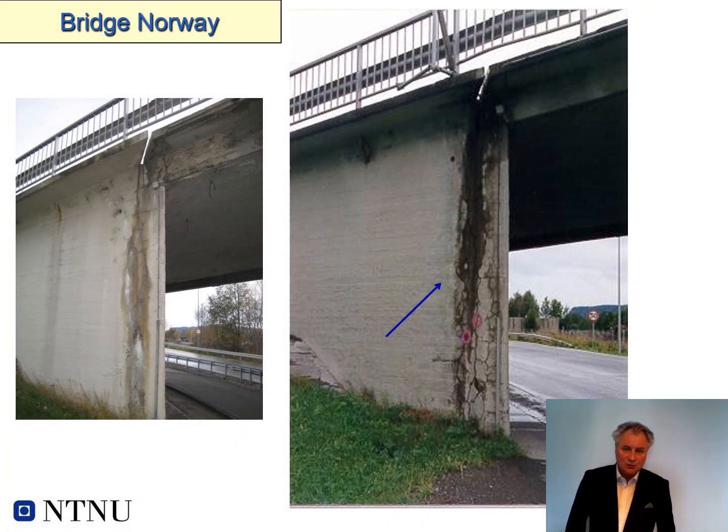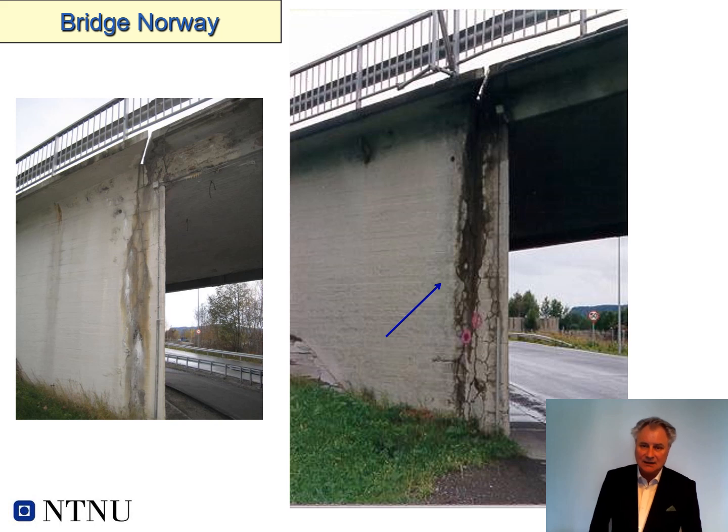Another bridge in Norway, to the right, you could see that you have some cracking where the blue arrow is pointing. There's where the water is drainage from the water deck on top. So to the left on that picture, you can see there is no cracking, but where the water is drainage from the road, you could see some cracking. And that shows that if they were able to bring the water away from that part of the concrete, you could stop further expansion.